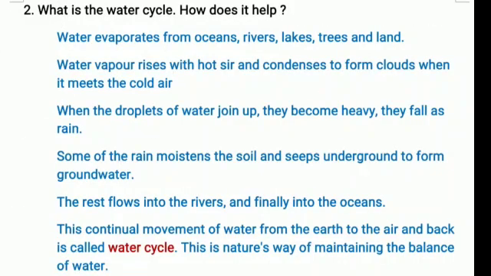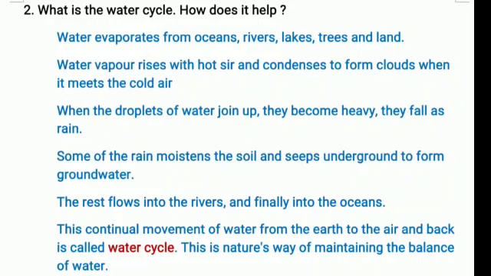Next, what is the water cycle and how does it help? So this is another very important question. Water evaporates from oceans, rivers, lakes, trees and land. Water vapor rises with the hot air, and condenses to form clouds when it meets the cold air. And when the droplets of water join up in the sky, they become heavy and they fall as rain.